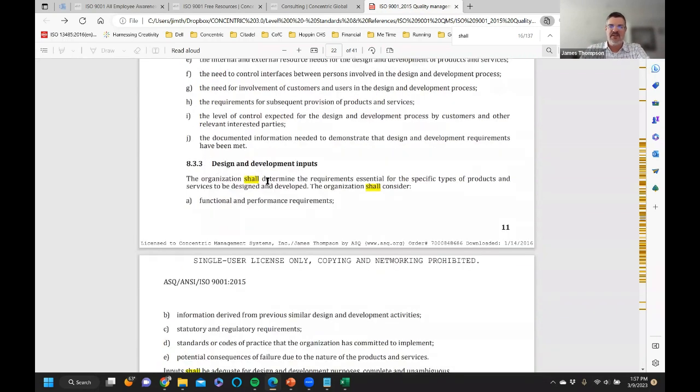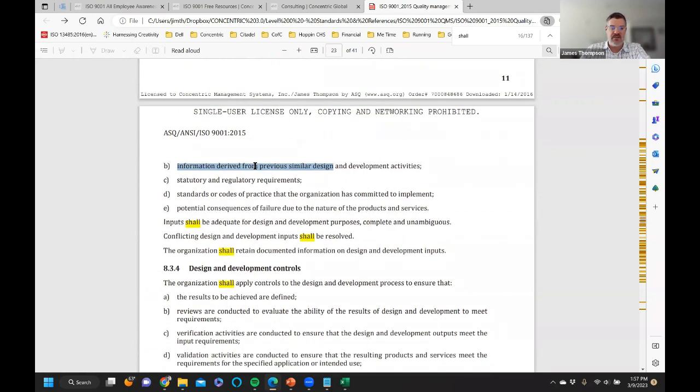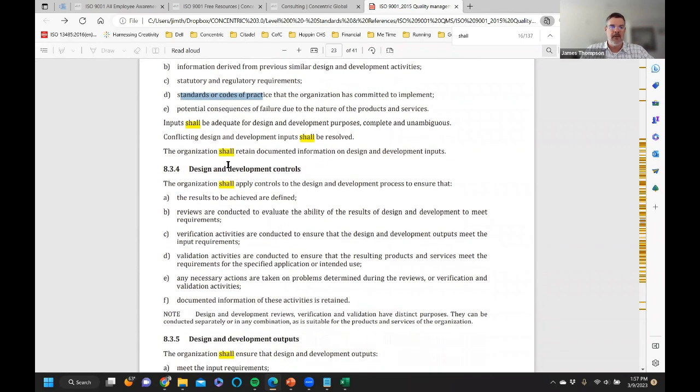Inputs. So the organization shall determine the requirements essential for specific types of products and services to be designed and developed. The organization shall consider functional performance requirements, information derived from previous design or development activities, so previous versions or benchmarks, even outside of your organization, any statutory regulatory requirements, standards or codes of practice that you've committed to implement, and potential consequences of failure due to the nature of the products and services.